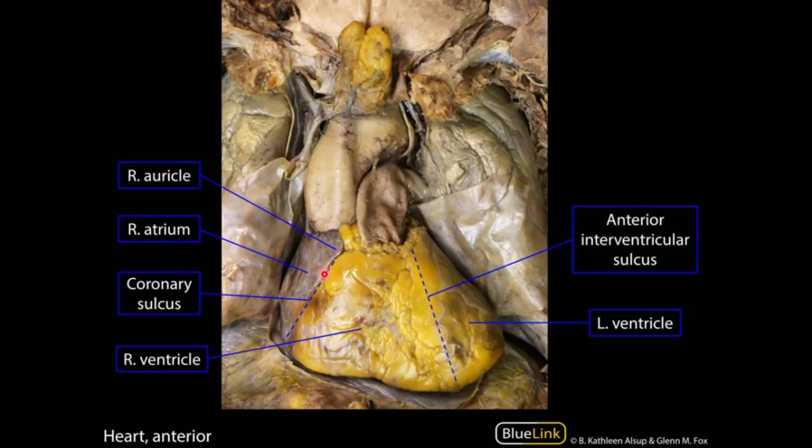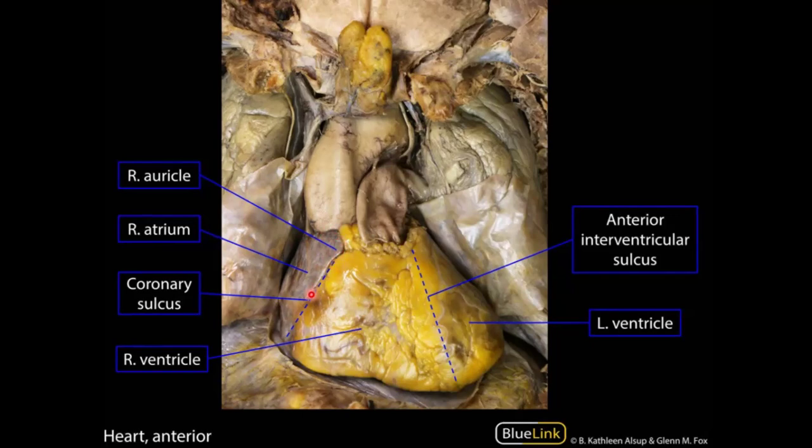So for that reason, it is akin to a crown. So coronary sulcus, okay? Anything related to a crown has the prefix coro. So coronavirus, coronation, coronary sulcus. Okay, it encircles the whole heart like a crown. Okay, and you can see this ear-like appendage of the right atrium known as the right auricle over there.